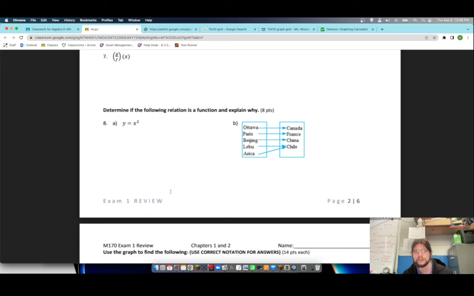Well, the definition of a function is that each input has a single output. So for each member of the domain, there's only one member of the range. For every input, there's one output. Exactly one output.